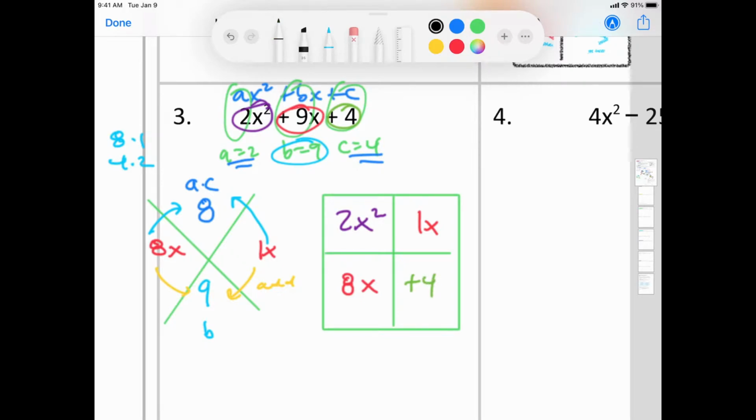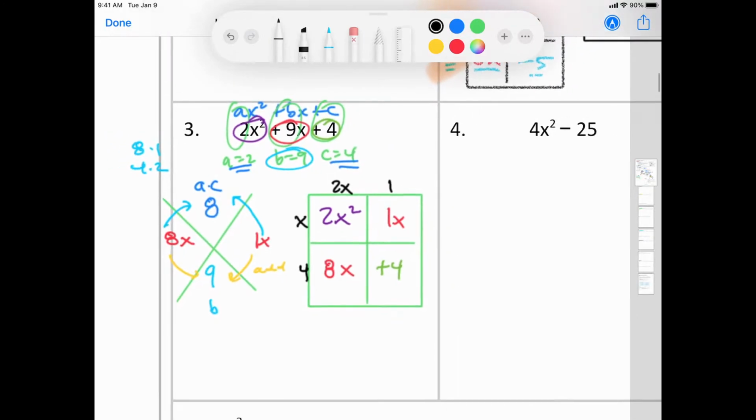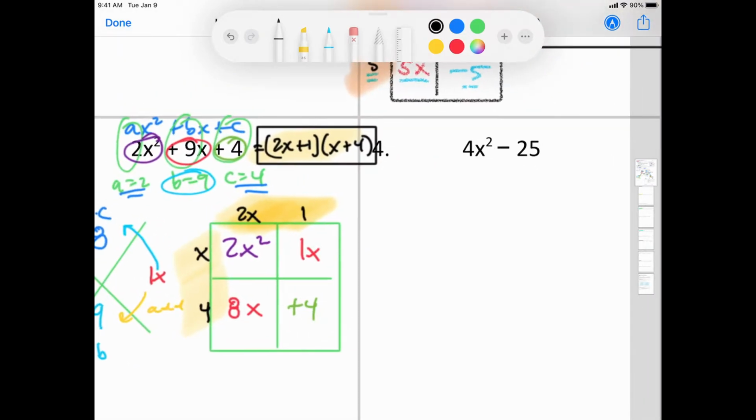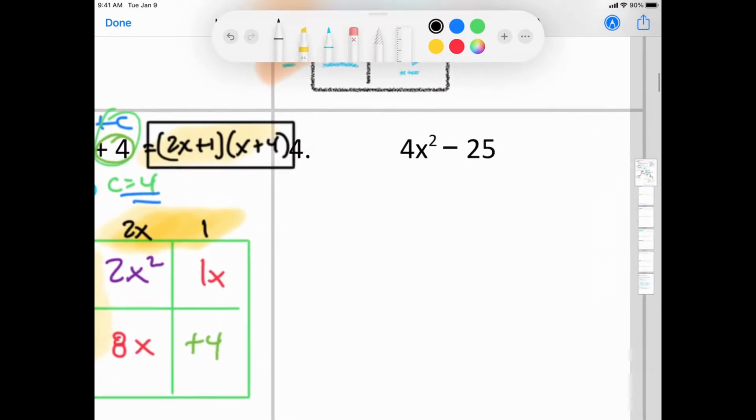Okay, let's take out the greatest common factor now of each row and column. This one has an x. Going down, this one has a 4. The column has a 2x, and this one has a 1. So these are going to be my answers right here. Just put it up here. 2x squared plus 9x plus 4 is the same thing as 2x plus 1 and x plus 4. And we'll go over and practice more details later of each of these.